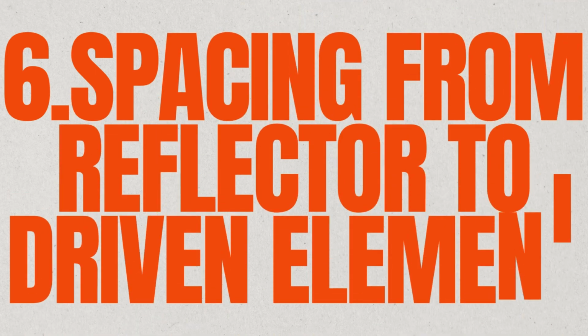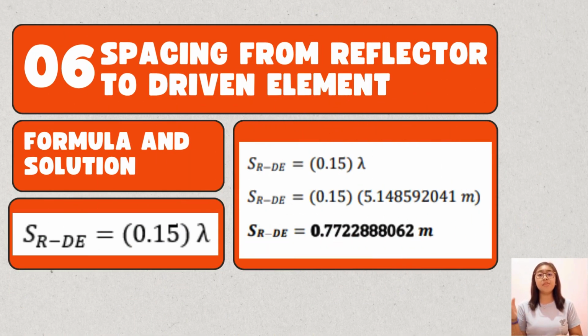Next, we have the spacing from reflector to driven element. The formula for this is 0.15 multiplied to wavelength. So we have 0.15 multiplied to 5.148592041 meters. The answer we will have is 0.7722888 meters.